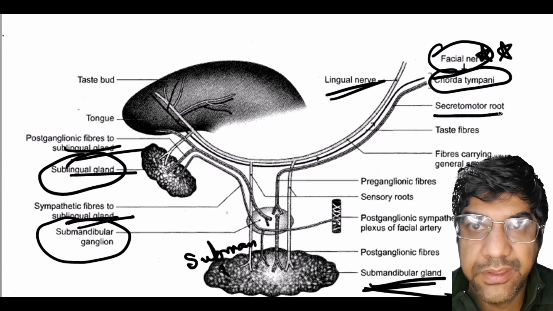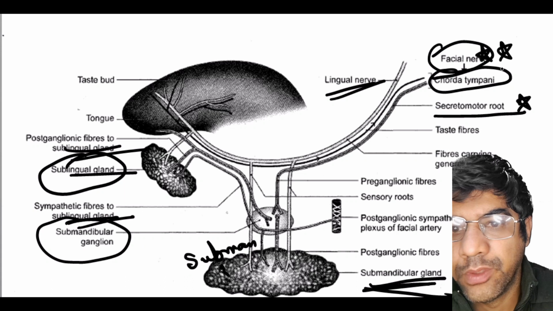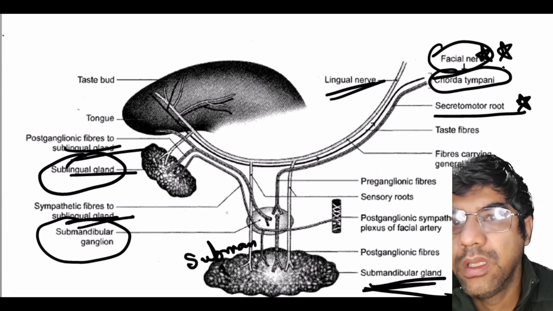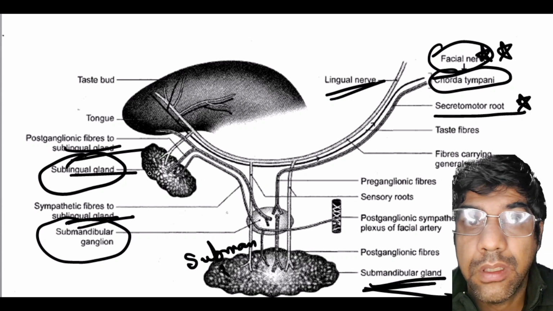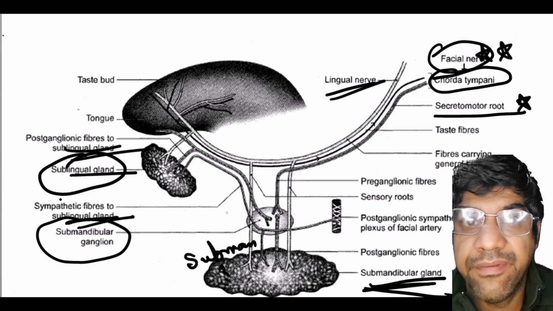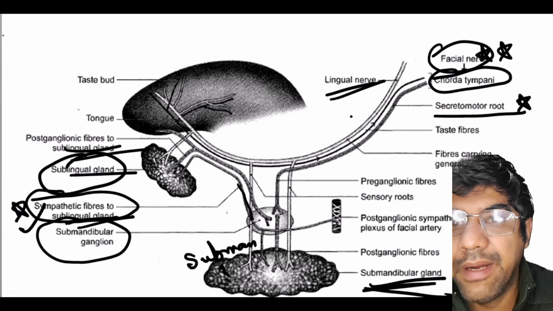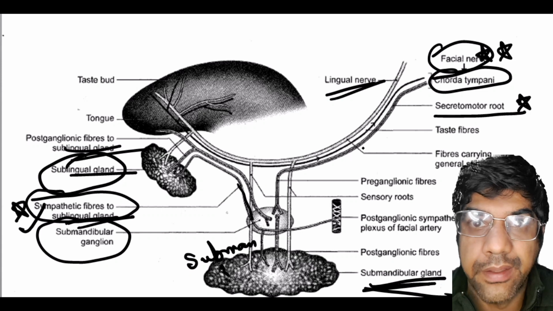So this one is the secretomotor root. The postganglionic fibers reach the submandibular gland through 5 to 6 branches from the ganglion. The sympathetic fibers to the sublingual gland are derived from the plexus around the facial artery.